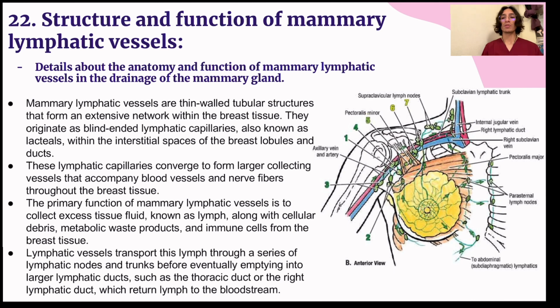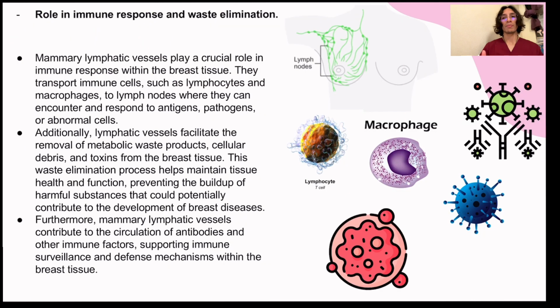The primary function of mammary lymphatic vessels is to collect excess tissue fluid, known as lymph, along with cellular debris, metabolic waste products, and immune cells from the breast tissue. Lymphatic vessels transport this lymph through a series of lymphatic nodes and trunks before eventually emptying into larger lymphatic ducts, such as the thoracic duct or the right lymphatic duct, which return lymph to the bloodstream.